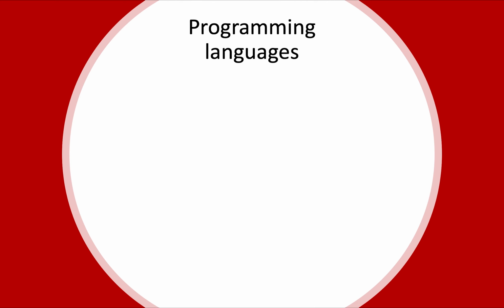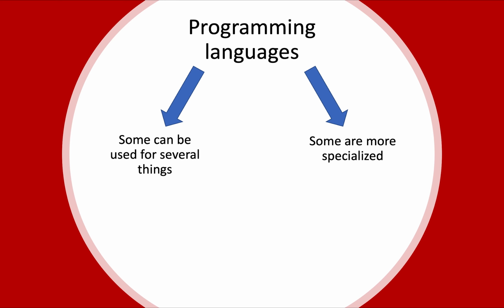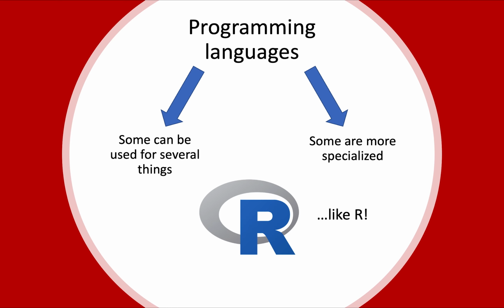There are many different kinds of programming languages. Some of them can be used for several different things, and some are more specialized, like R, the language you'll be using. R is designed for statistical analysis and data visualization. You can use it on different types of computer operating systems, Windows, Mac, etc.